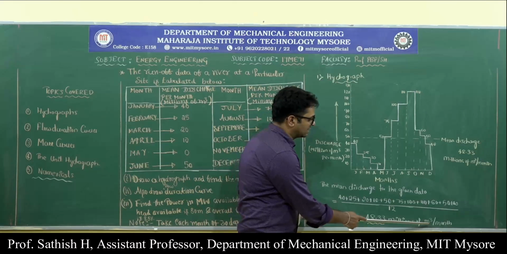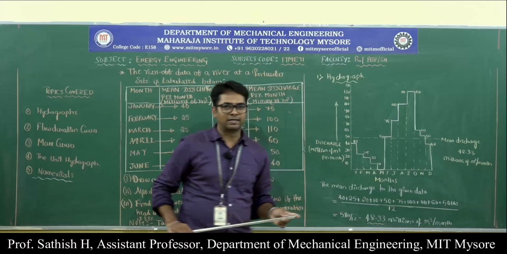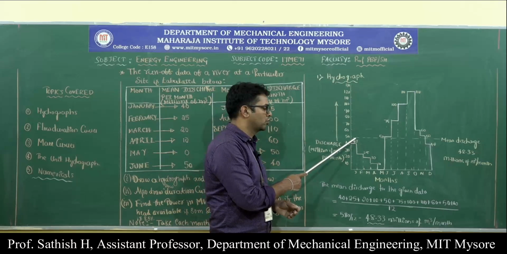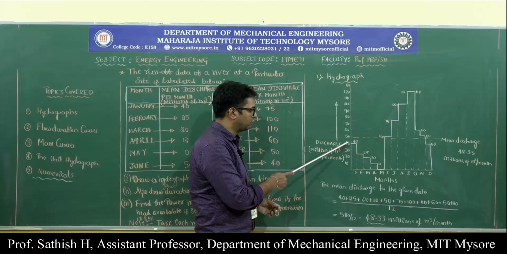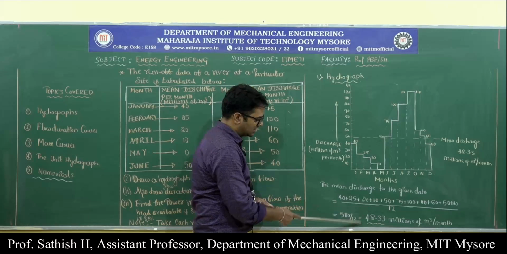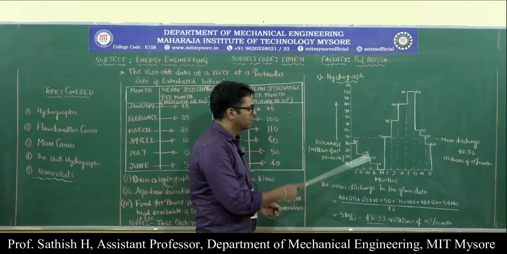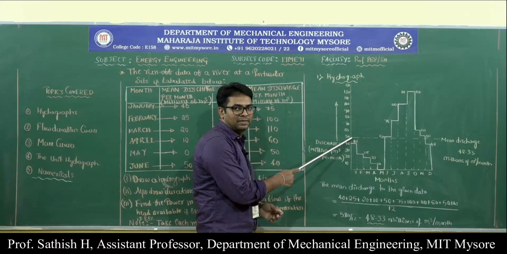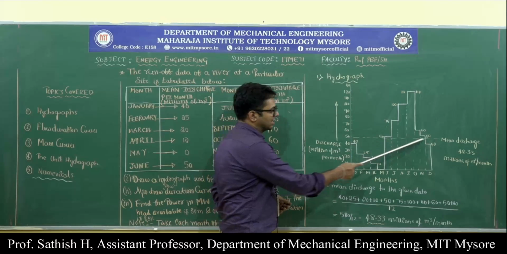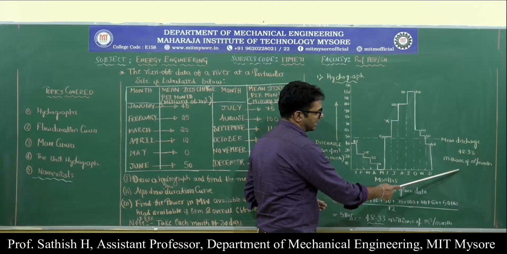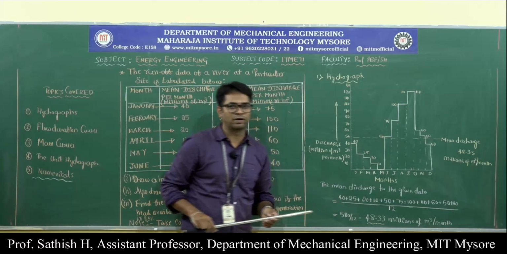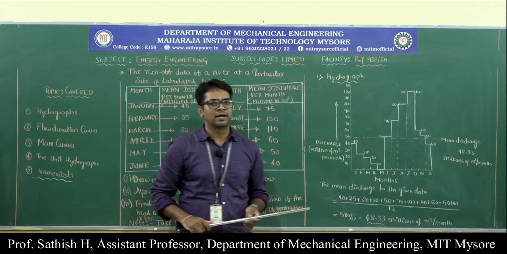So this is millions of meter cube per month. You can also show it on a graph. Here we have 0, 10, 20, 30, 40, and the mean discharge is about 48. So somewhere here you will get the mean discharge. I will draw one dotted line and show it as mean discharge, which is equal to 48.33 millions of meter cube per month. So that is the mean discharge.